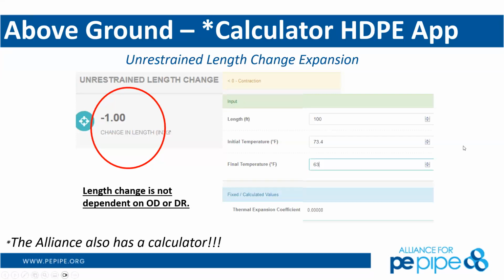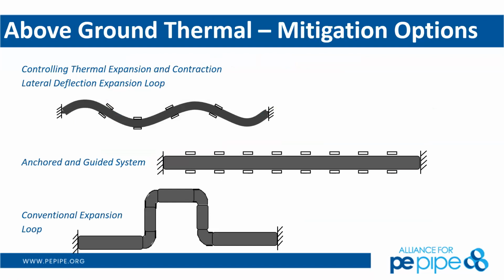The rule of thumb on polyethylene pipe, this is a great one to throw out there, is 100 feet of pipe with a 10-degree differential will change 1 inch. So you get the 100-10-1 rule when you're looking at something like that. So again, for every 100 feet of pipe, a 10-degree temperature change, you're going to change a potential length of 1 inch.